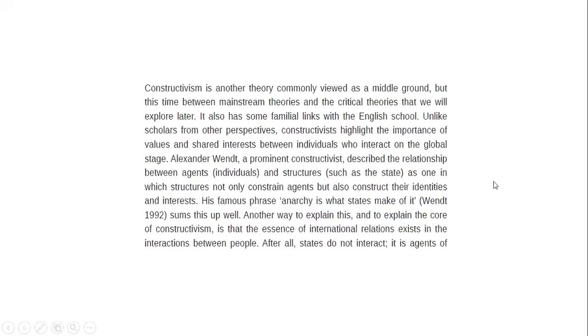Now, let's get into constructivism. Constructivism is another theory commonly viewed as a middle ground, but this time between mainstream theories and the critical theories that we will explore later. It has also some familiar links with the English school, so kind of similar.